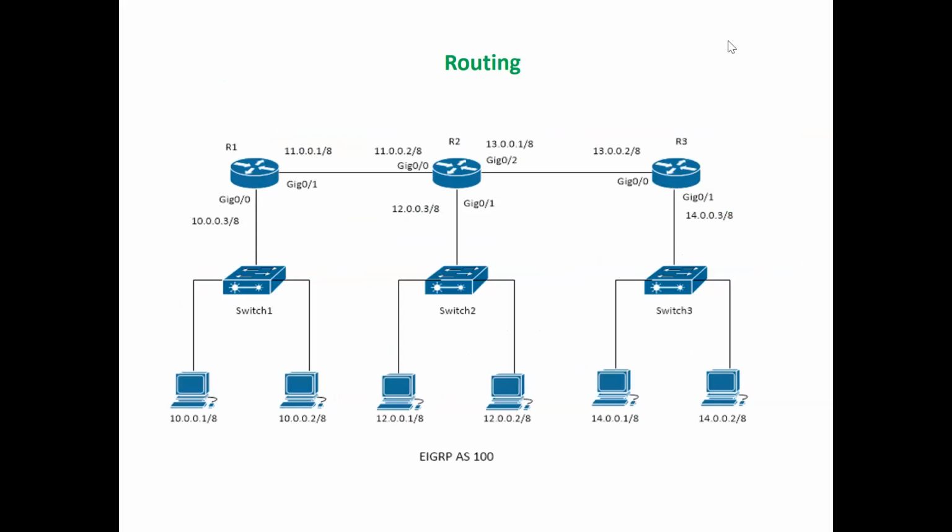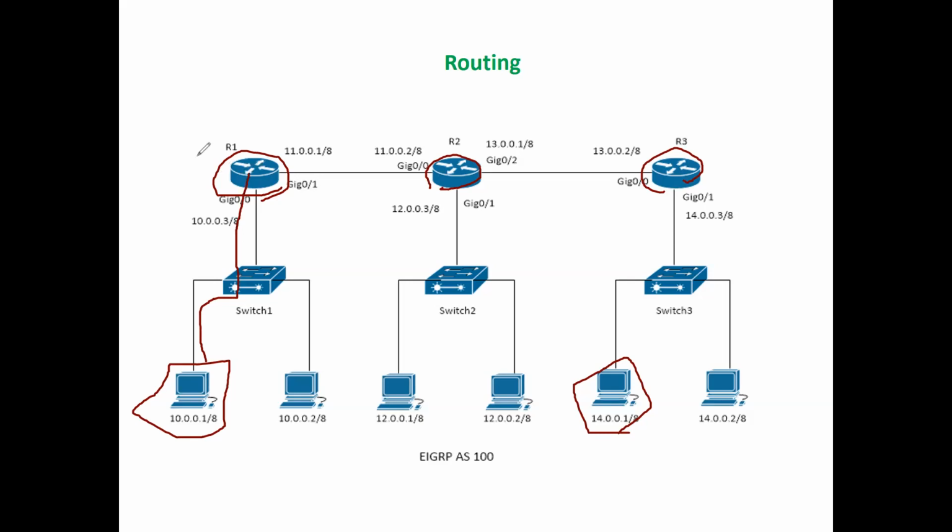So if you want to explain it further, there is router R1, router 2, router 3. If the data is transmitted from 10.0.0.1 to, let us say, 14.0.0.1, this data will be forwarded to this switch initially, then to this router. The router will see the route for 14.0.0.1. If it is available, it will forward, otherwise it will drop the data.